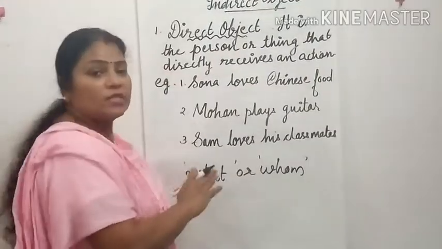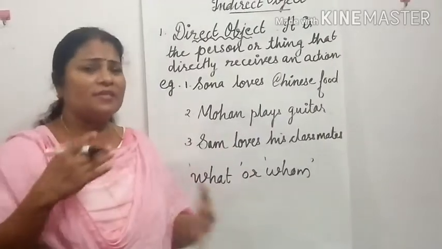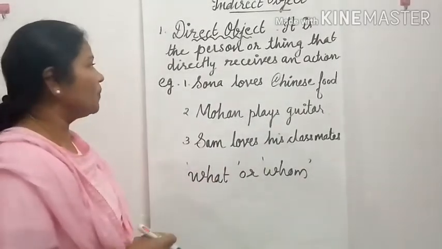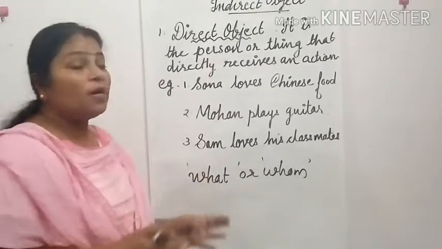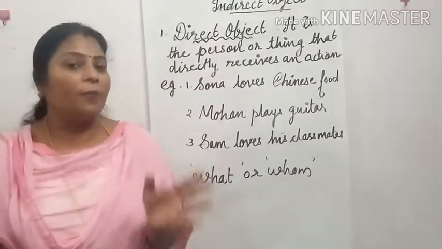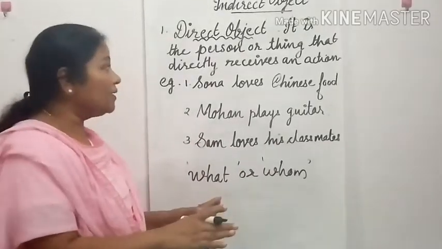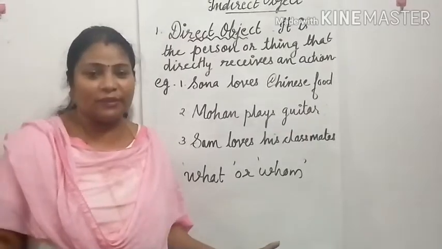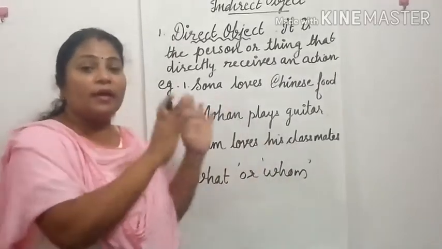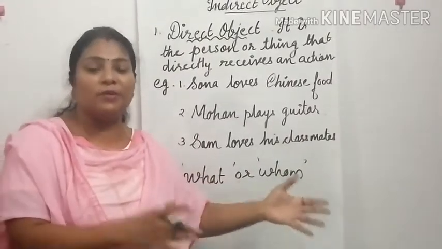So now let's discuss the first one, that is a direct object. What do you mean by direct object? The word itself gives us some idea, okay? Direct. Directly it's related. Direct object means it is the person or thing that directly receives an action, okay? It can be a noun or pronoun that directly receives an action. We discussed that object means person or thing that receives an action, and in this direct object, it is the person or thing that directly receives an action.